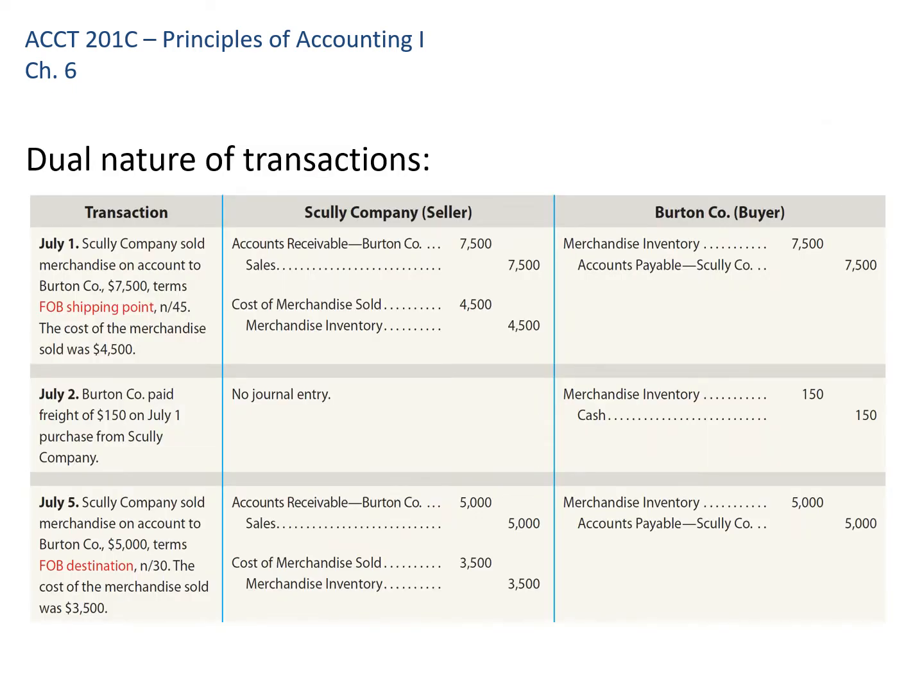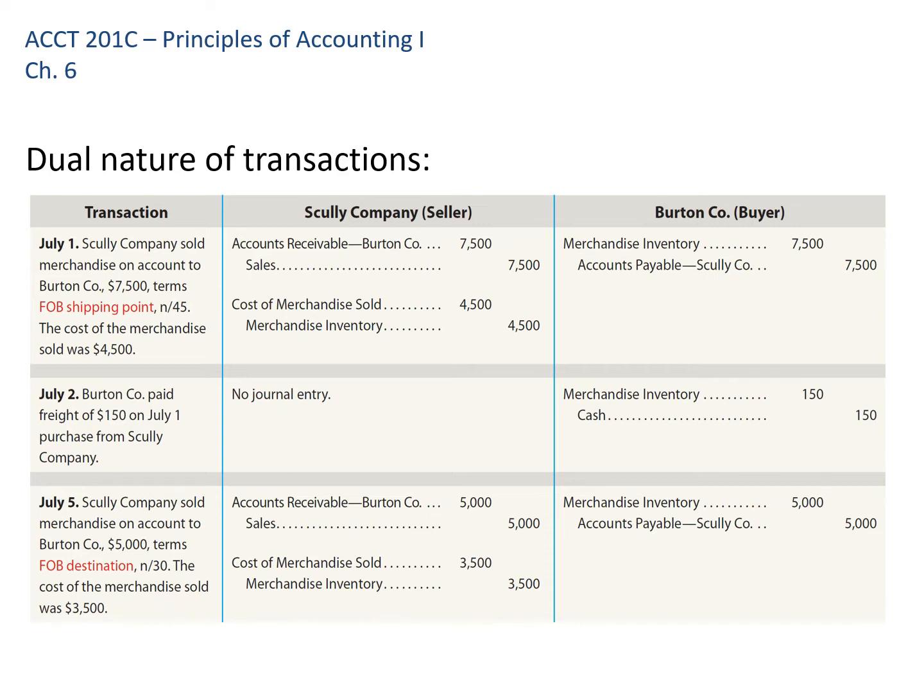So there is symmetry between how a seller records a transaction and how a buyer records a transaction. Let's walk through some of these. In this case, Scully Company is the seller, Burton Company is the buyer. On July 1st, Scully Company sells merchandise to Burton Company for $7,500. Terms FOB shipping point, net 45, so there's no prompt payment discount. The cost of the merchandise to Scully is $4,500. So Scully, the seller, records two journal entries, one to establish the receivable and increase sales, the other to record the cost of the sale and reduce inventory.